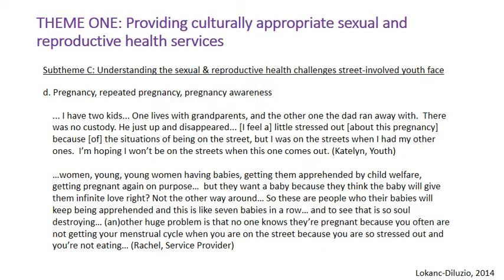Pregnancy and repeated pregnancy. Youth and service providers agreed that street-involved youth had problems avoiding pregnancy and repeated pregnancy. One of the youth that I had interviewed, Caitlin, actually had 3 pregnancies. So in her quote, she says, "I have 2 kids. One lives with grandparents and the other one the dad ran away with. There was no custody. He just up and disappeared."